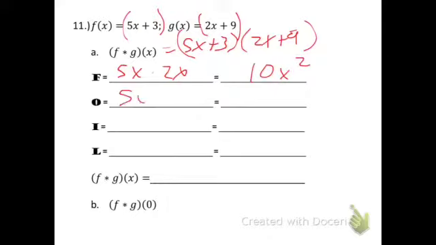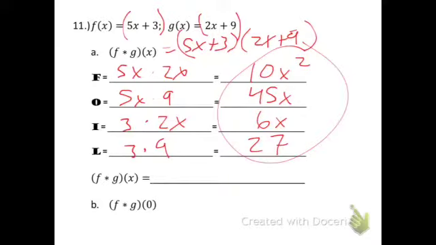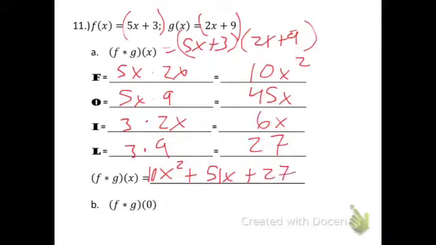5x times 9 is going to give you 45x. And then 3 times 2x is going to give you 6x. And then 3 times 9 is going to give you 27. Add all these together. Combine what you can. You're looking at 10x squared plus 51x plus 27.